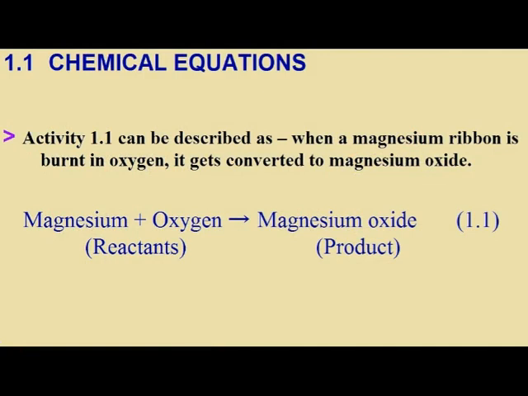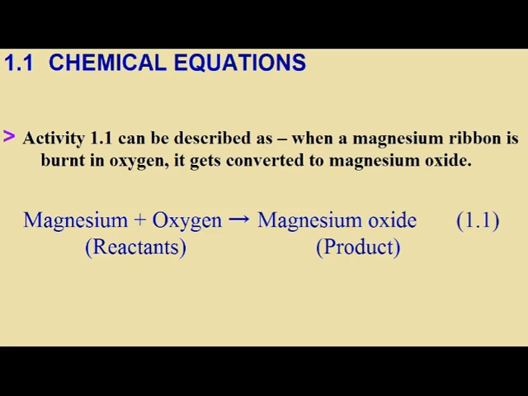Activity 1.1 can be described as: when a magnesium ribbon is burnt in oxygen, it gets converted to magnesium oxide. This description of a chemical reaction in a sentence form is quite long. It can be written in a shorter form. The simplest way to do this is to write it in the form of a word equation, called a chemical equation.